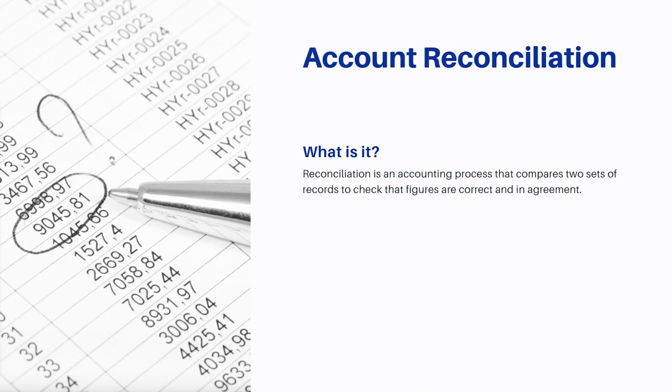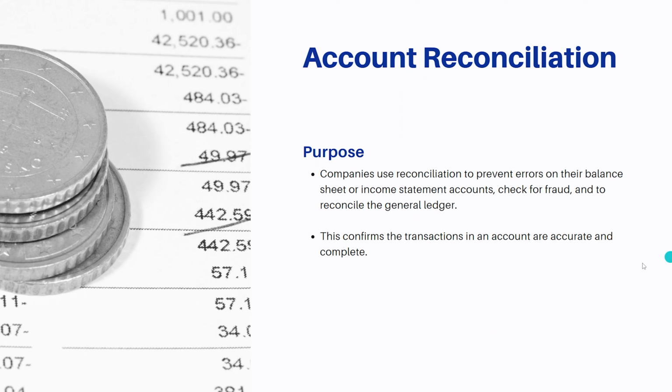So perhaps you want to do an account reconciliation. So first, what is it? An account reconciliation is a process that accountants use to compare two sets of records, making sure that the figures are correct and in agreement. The purpose is to prevent errors on their balance sheet or income statement accounts.